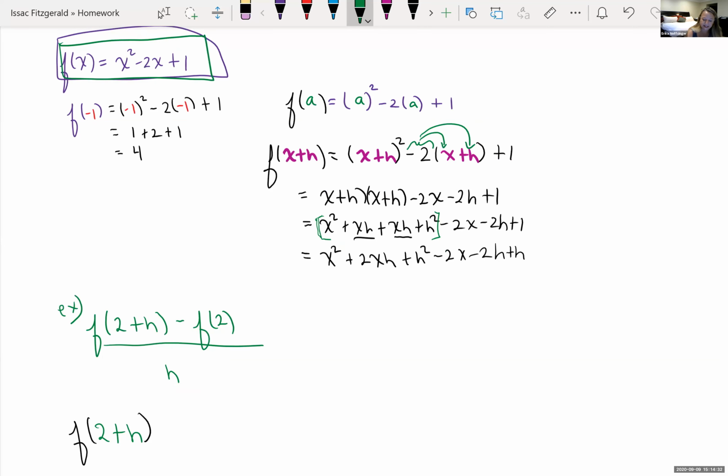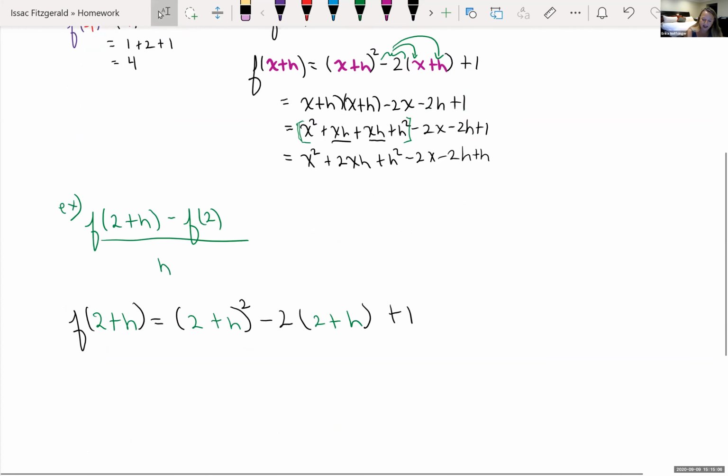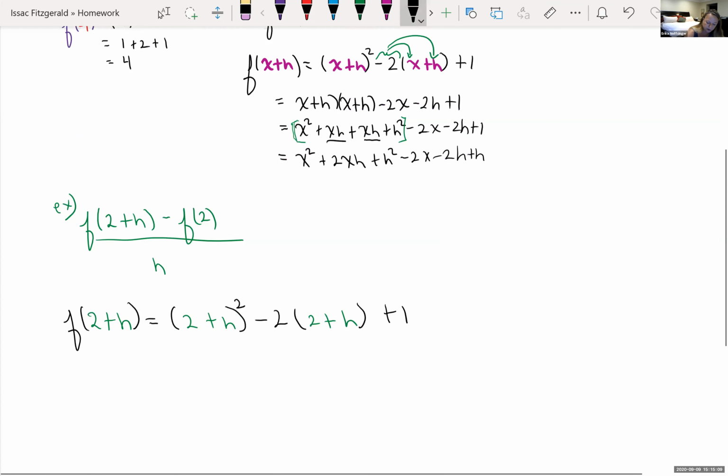So same kind of idea. We're going to go in here, and wherever we see an x, we're going to replace it this time with the expression 2 plus h. So wherever we see an x in this equation, we're going to just put parentheses. So I see an x and that quantity squared, so parentheses squared, minus 2, I see an x there, so I'm going to put parentheses, plus 1. So let's go in and plug in 2 plus h wherever we see the parentheses. And then let's simplify that. Let's distribute this out. So we really have 2 plus h all times 2 plus h.